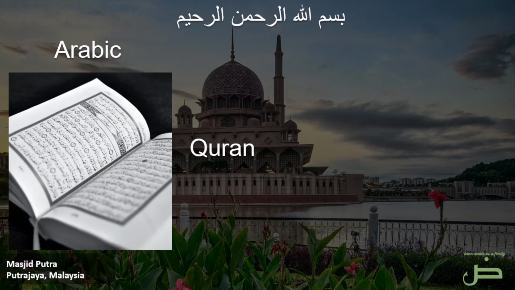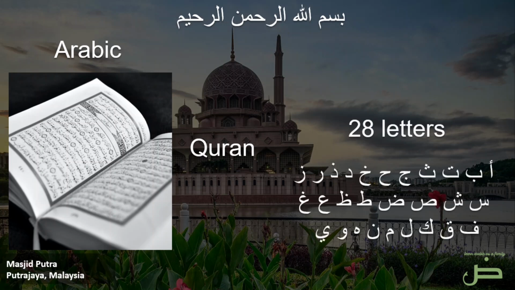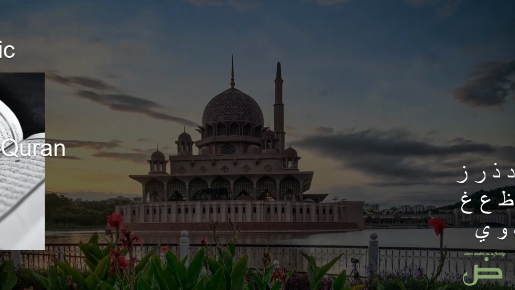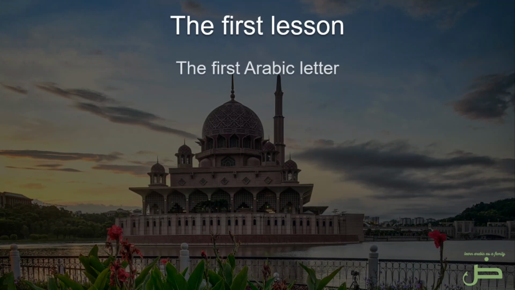Two key facts about the Arabic language. The Arabic alphabet contains 28 letters, and it is written from right to left, like certain languages such as Urdu, Kurdish, and Persian, Farsi. This may seem a little strange at first if you're not used to it, but with a little practice, you'll get the hang of it. Now, without further ado, let's begin with the first lesson, which is the first Arabic letter, Alif.